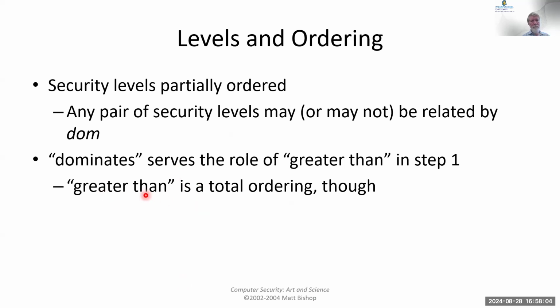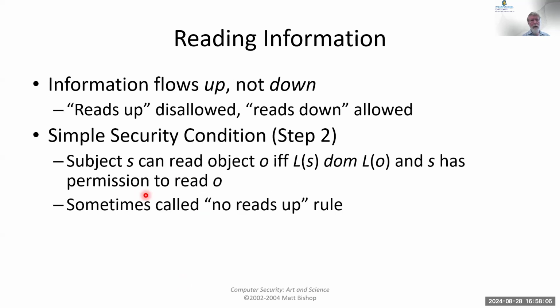Greater than is a total order, but it's a partial ordering. Okay, let's talk about this. Again, information flows up, not down. You can read down, you can read at the same level, but you can only read in your categories. You can't read things outside your categories. And it kind of makes sense.